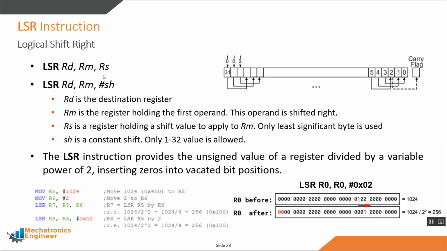This is the syntax of this instruction. First of all, we use mnemonic LSR, then we specify the destination register, and then we need to provide the first operand, and the second operand can be a register or a constant shift value. The important thing to note about the logical shift right instruction is that it provides the unsigned value of a register divided by a variable power of 2. In this example instruction, the content of register R2 is logically shifted right by a constant value of 2.